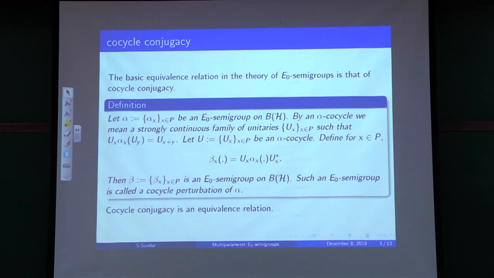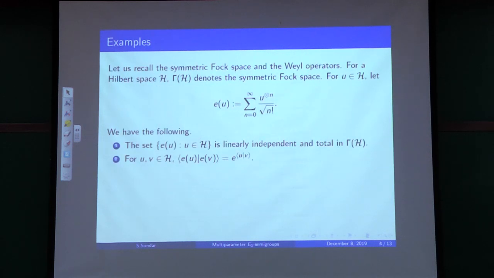Okay. So in fact, the theory was initiated by R.T. Powers and developed extensively by Arveson for the case of the positive real line. So we did something for the case of a cone. So first let me give a basic example of an E0 semigroup.